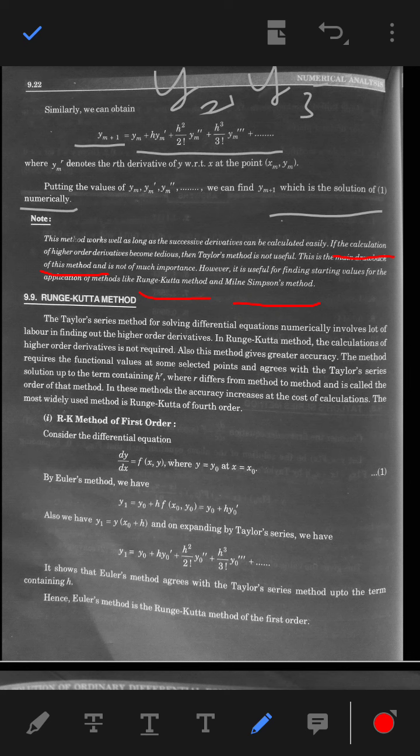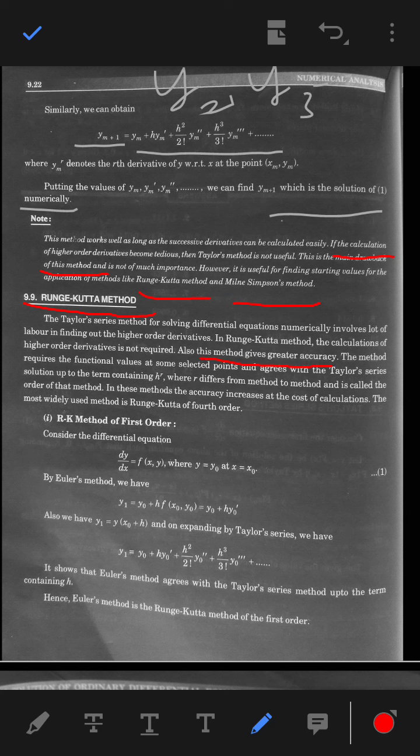So our next method for solving ordinary differential equations, particularly first order differential equations, is Runge-Kutta method. And this method also contains a series of methods we will see later. The Taylor series method for solving differential equations numerically involves a lot of labor in finding out the higher order derivatives. But in Runge-Kutta method, the calculation of higher order derivatives is not required. So this method has greater accuracy.